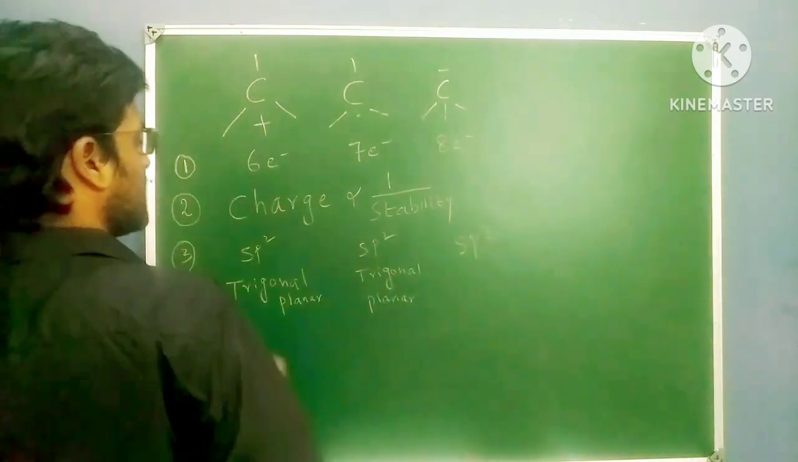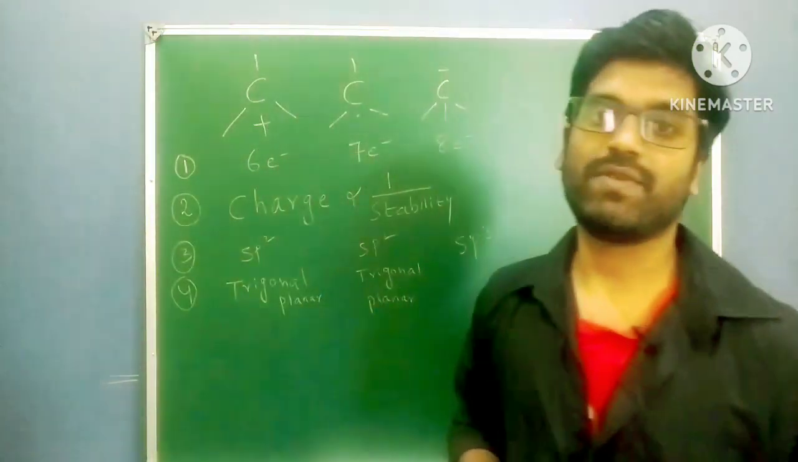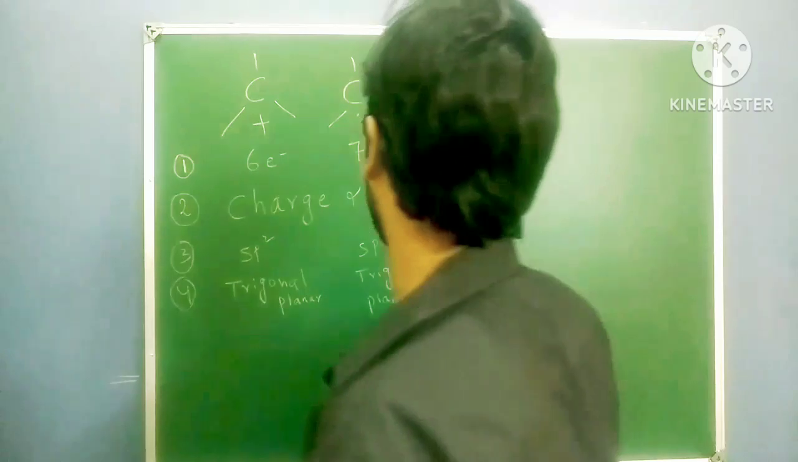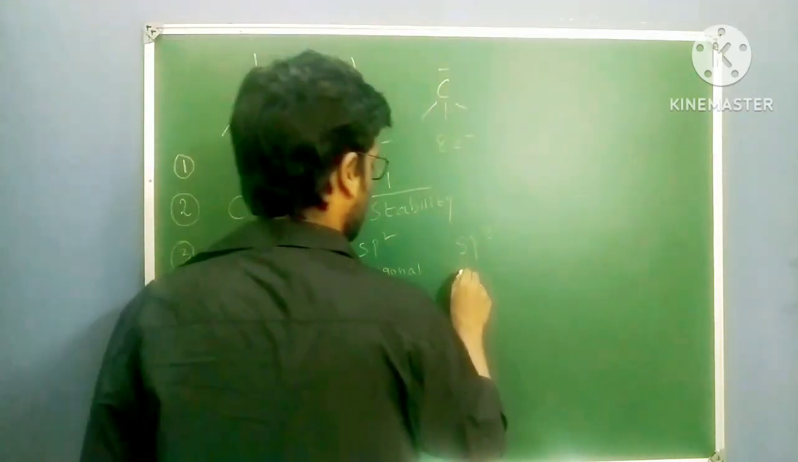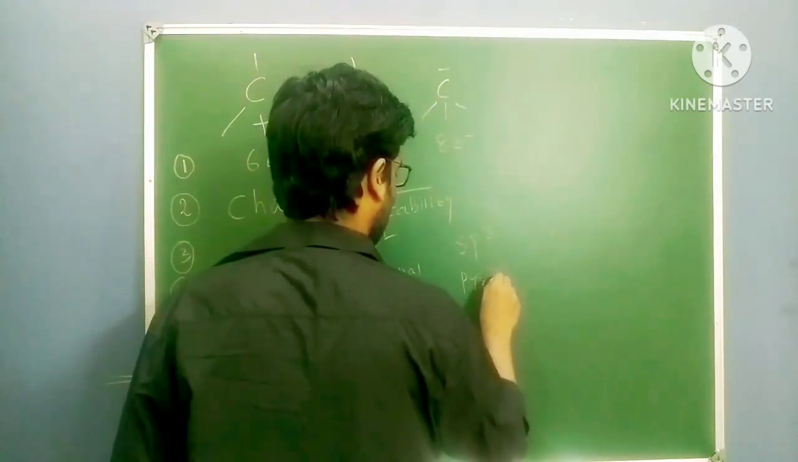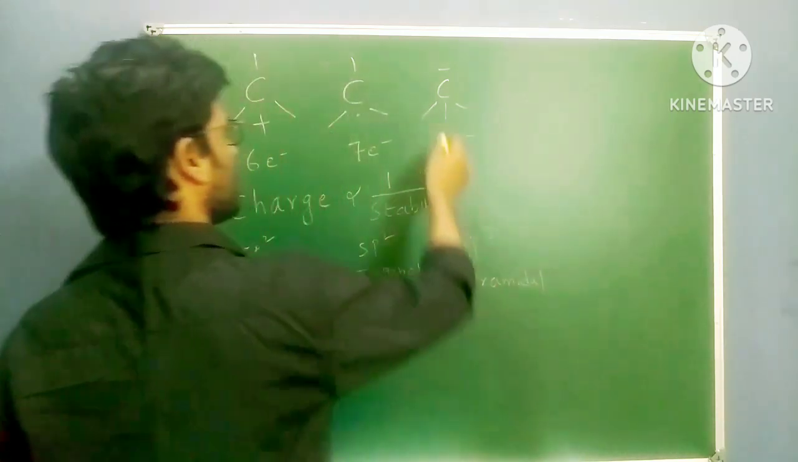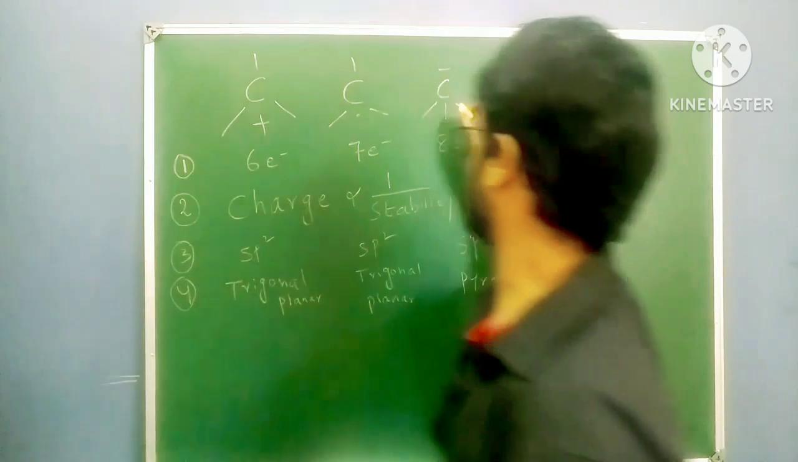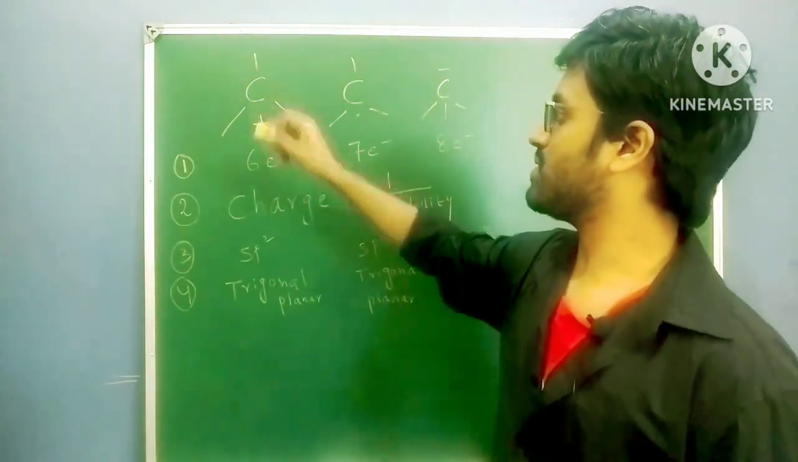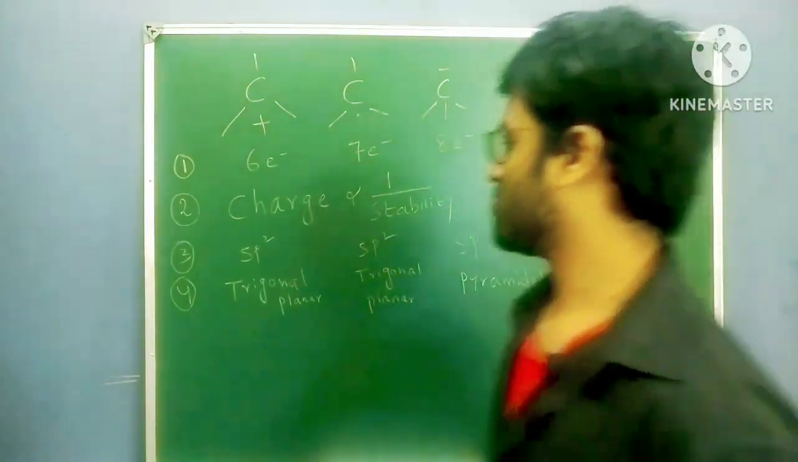Here sp3 is nothing but tetrahedral, but we have one lone pair, so sp3 with one lone pair gives a pyramidal structure. Because of the pyramidal nature, we have written the structure like this. So this is the planar structure, and this is the pyramidal structure.